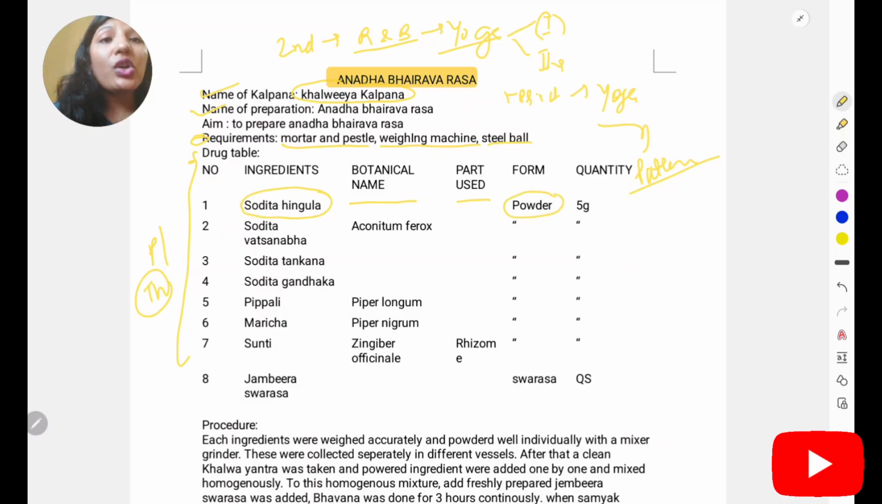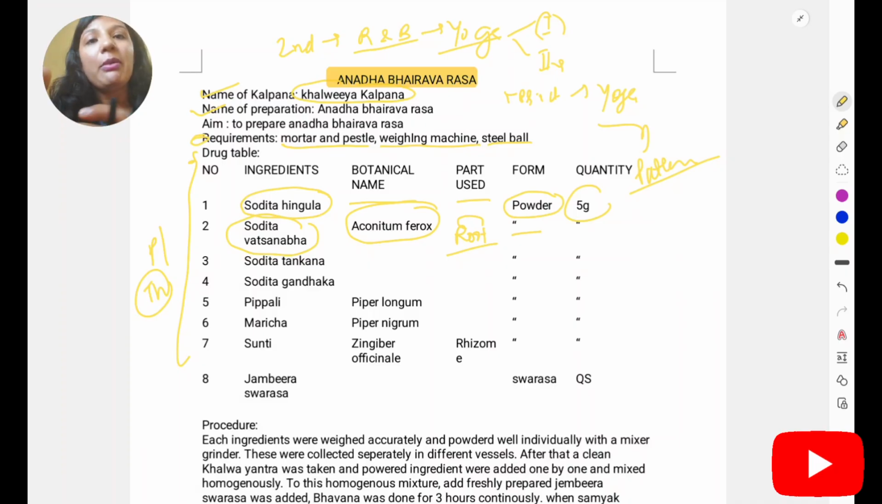The form, if we are using powder form, you are using the kalka or kashaya form. Then the quantity, then Shodhita Vatsanabha. Again it is a herbal drug, so we can write the botanical name Aconitum ferox. Root basically we are using, and the form used is powder. Then quantity is 5 grams. Like that you have to make a neat and clean drug table.